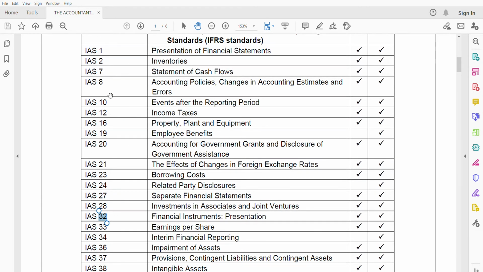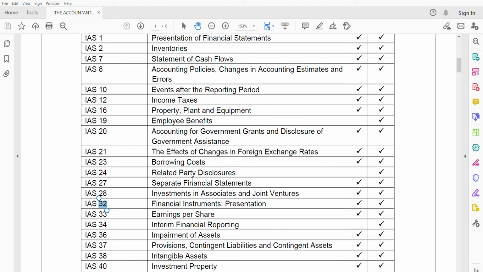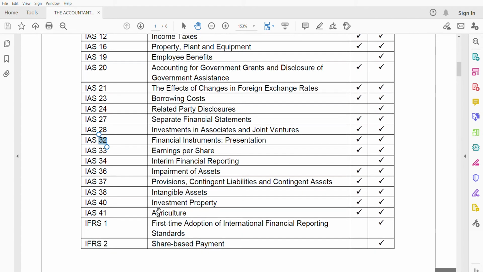If you have seen, some numbers are missing in between. It is not just 1, 2, 3, 4, 5, 6. For example, after IAS 1 and 2, there is no IAS 3, 4, 5, 6, and then 7. Some numbers are missing in between. Don't ask me why it is missing, because there might be some standards which they have not built up. Now let us go to IFRS 1.